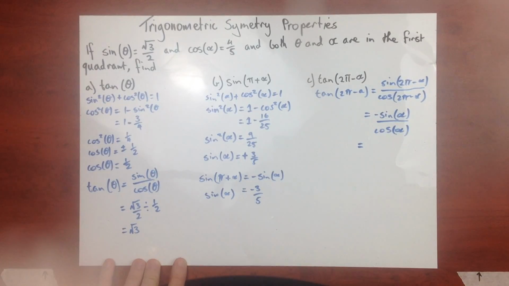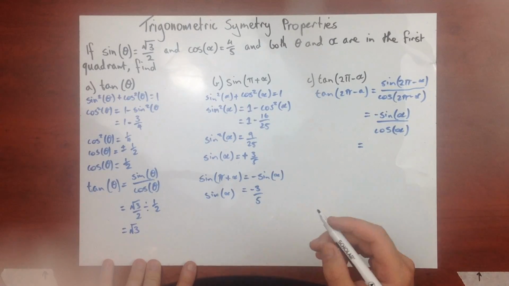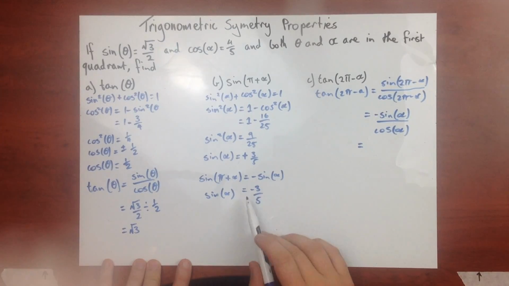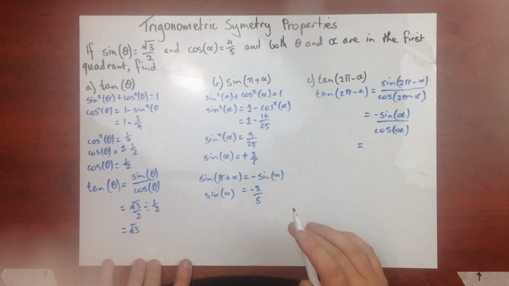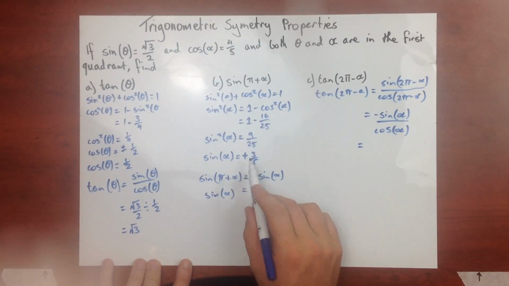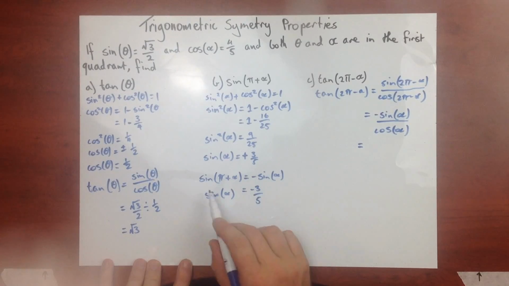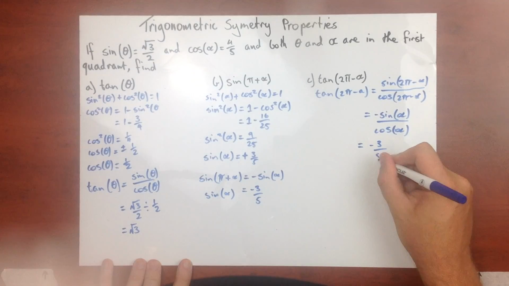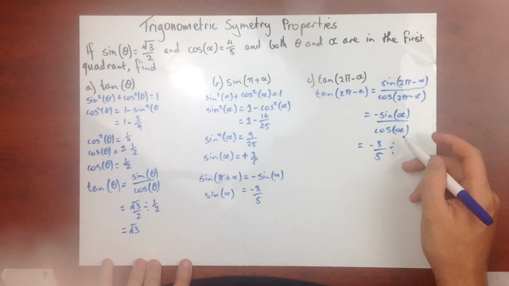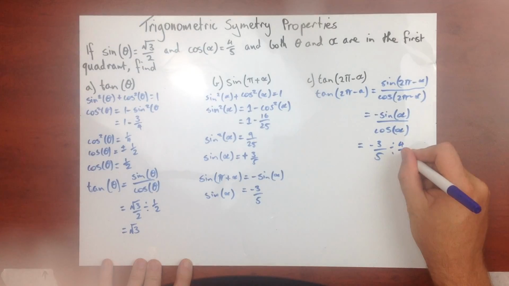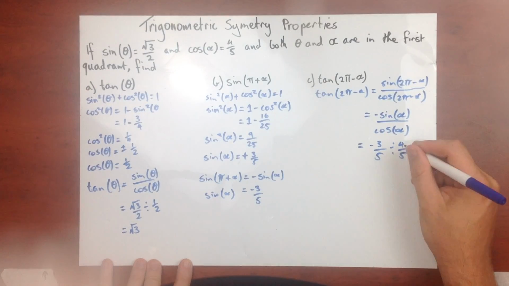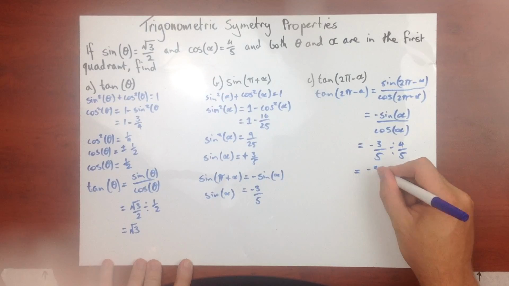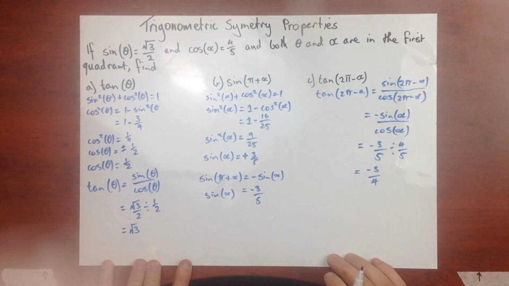Okay, well, we know that we're looking at sine of alpha being -3 on 5. We found that out just a minute ago, didn't we? Sorry, sine of alpha was +3 on 5. We changed it around afterwards, so make it -3 on 5. Divide by cos of alpha, which we know is 4 on 5. Flip and multiply, our 5's are going to cancel out. We're going to get -3 on 4 as our answer.